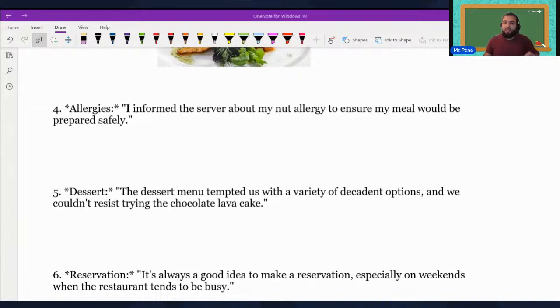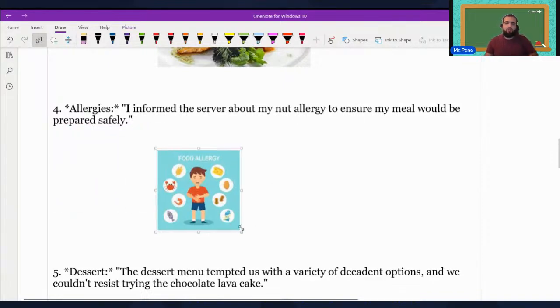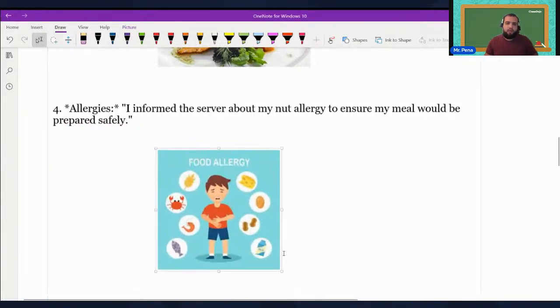Now, I'm going to make an easy sentence for number 4, okay? After I go over this one. Allergies. People have food allergies. So, food allergy. Right? I informed the server about my nut allergy to ensure my meal would be prepared safely.